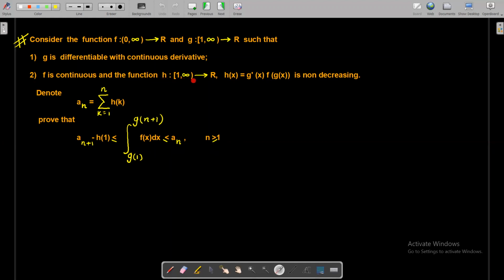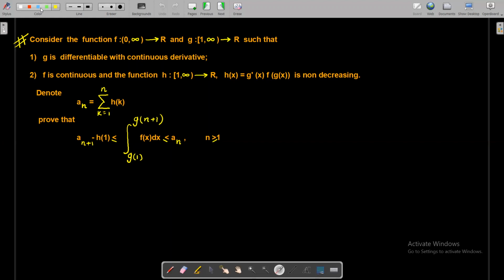Now see, a new function is there, h, which is defined from 1 to infinity to R, and h of x has this value, g dash of x, f of g of x, which is a non-decreasing function. Now denote a_n as the sum over k from 1 to n of h of k. What we need to prove here is a_{n+1} minus h of 1 is less than or equals to this integral, which in turn is less than or equals to a_n for all n greater than equals to 1.